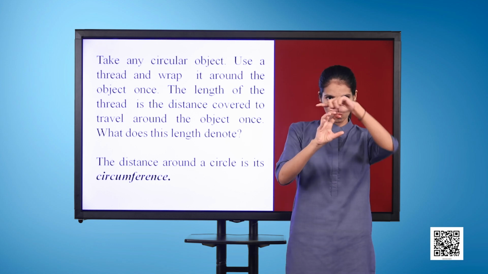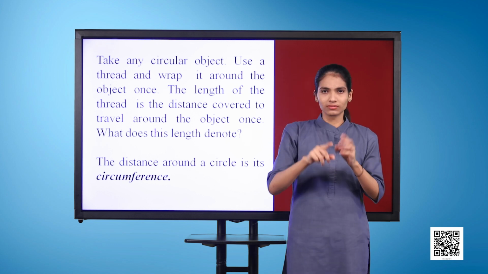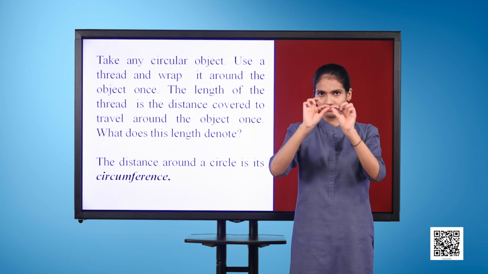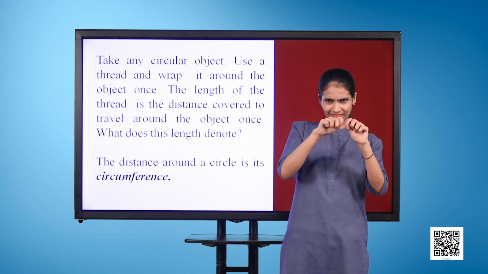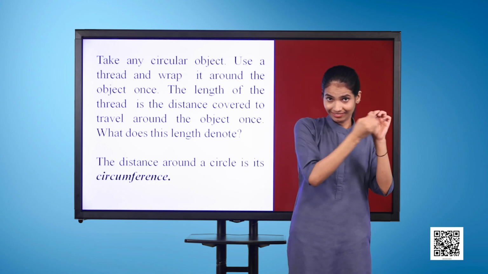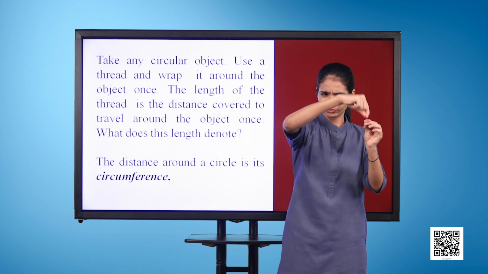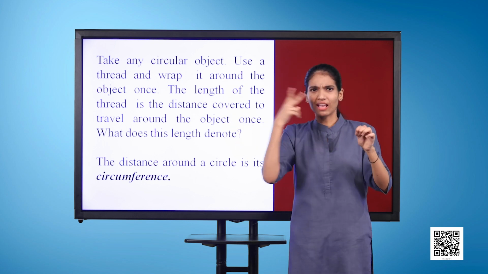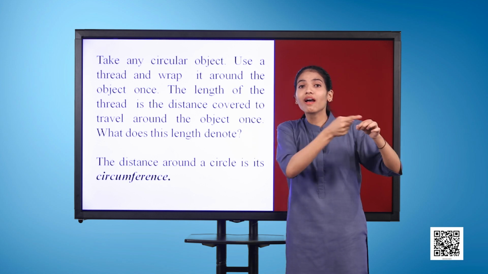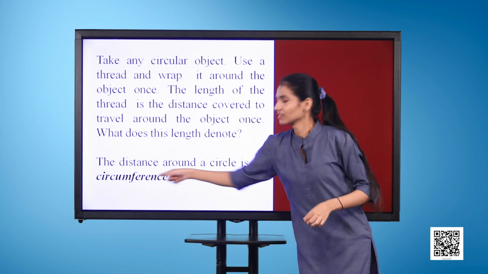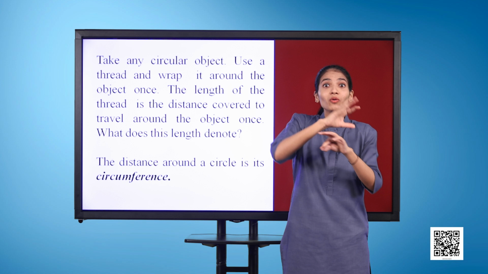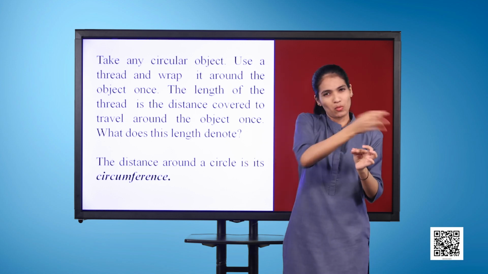Take any circular object. Use a thread and wrap it around the object once. The length of the thread is the distance covered to travel around the object once. What does this length denote? The distance around a circle is its circumference.